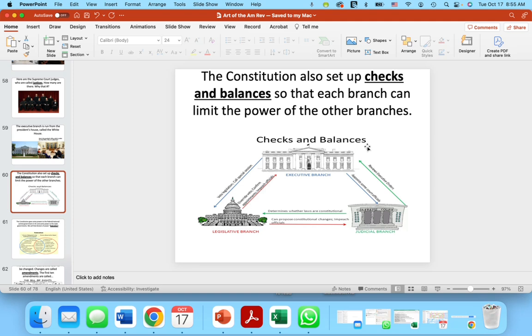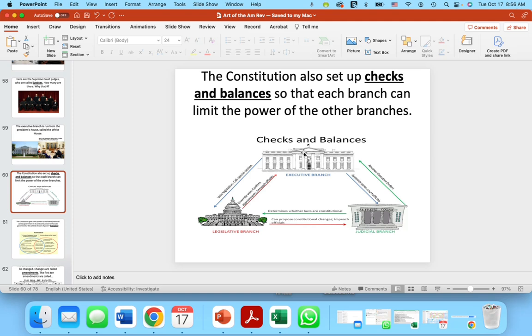The Constitution also set up checks and balances, okay? For example, Congress controls the money, all right? And they propose bills to the president. The president can veto that and cancel that. But the Congress can vote again and override that. That's one. So Congress proposes the bills, the president can veto it, but Congress can override it.